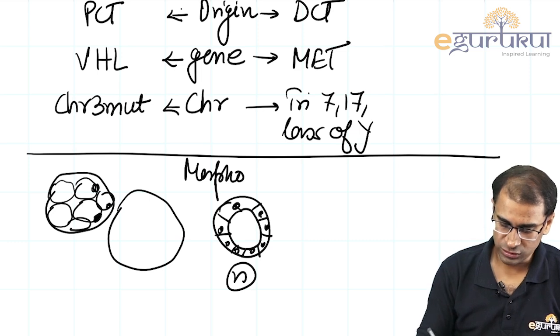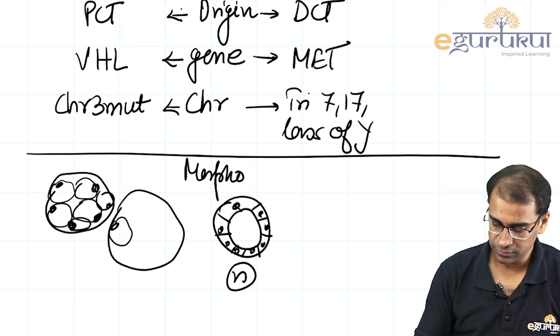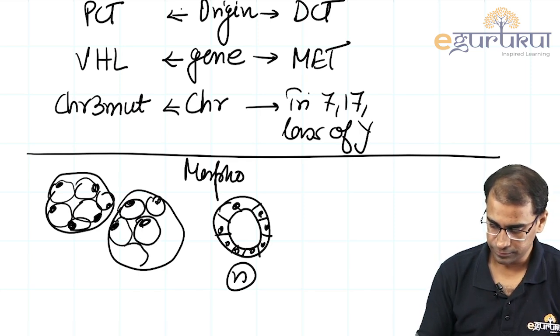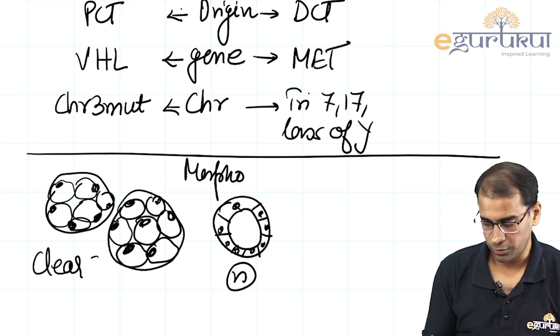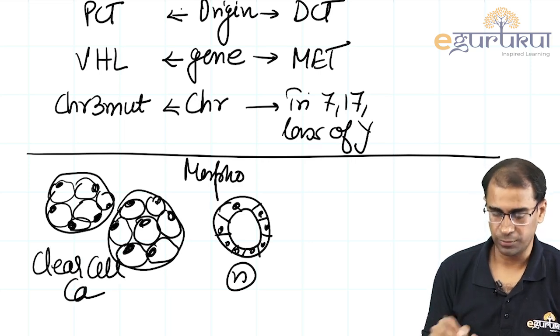The cells are clear because they have vacuoles at this part, and hence the name clear cell carcinoma.